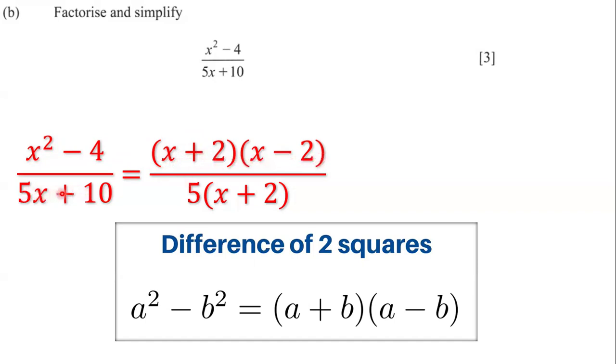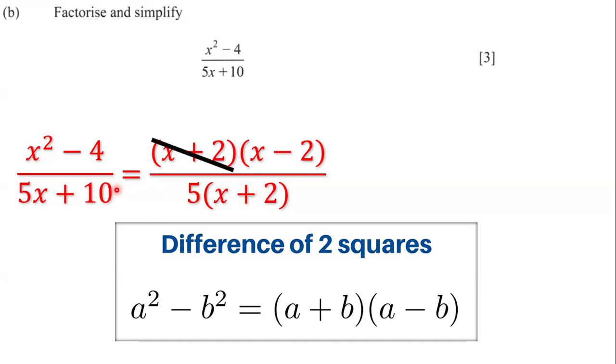Next, we factorize the denominator. Notice that 5 is a factor of this particular term, and 5 is a factor of 10. And so 5 is in both of these terms. And so we factor out a 5, and we're left with x plus 2. And we know that we're left with x plus 2 because 5 times x is 5x, and 5 times 2 is 10.